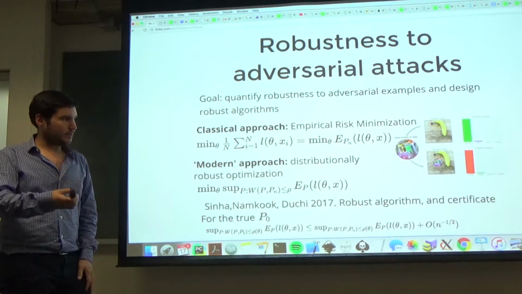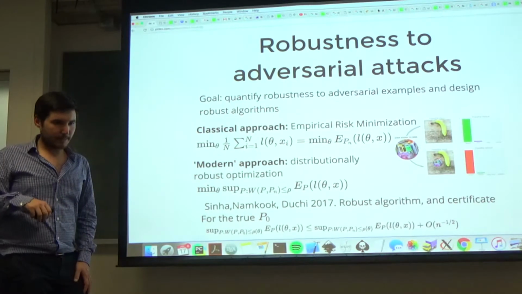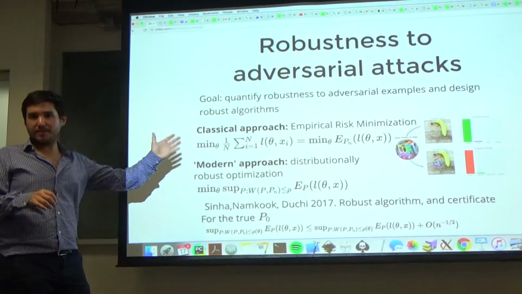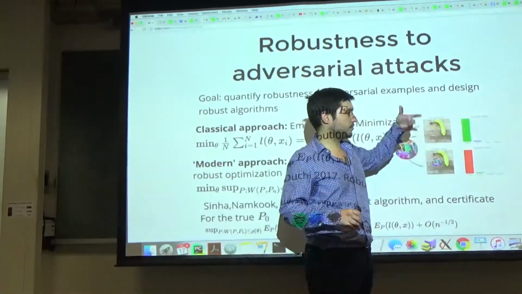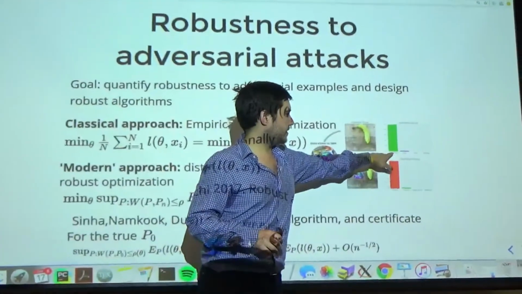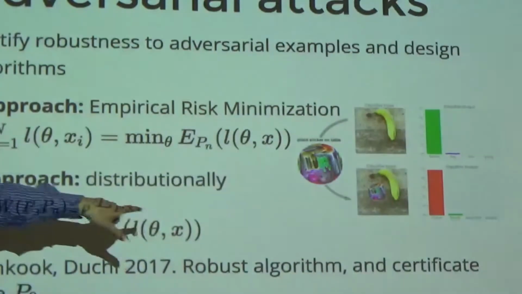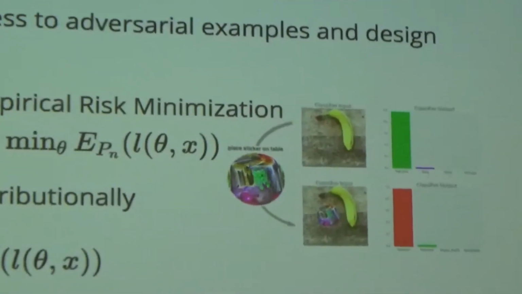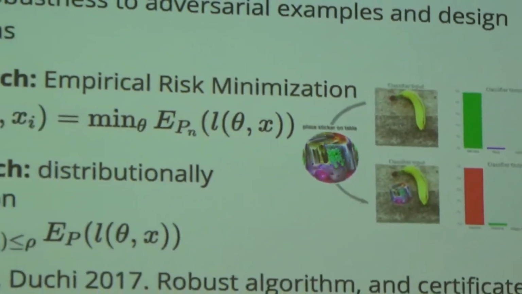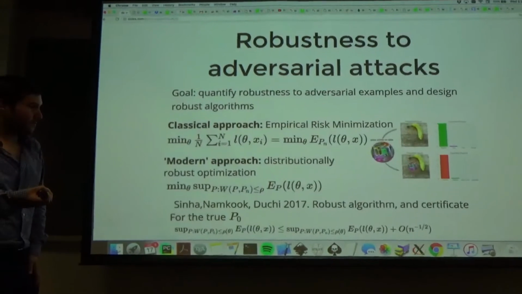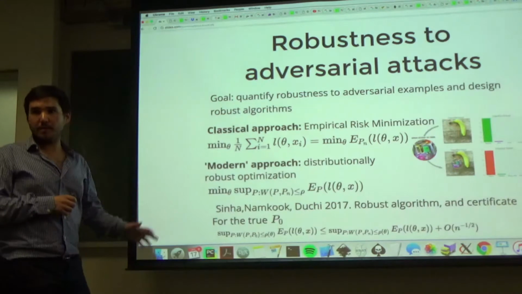And people have shown that it is actually very easy to hack these technologies or these systems. For example, here you have a banana, and this is classified. You train a neural network, and this is still classified as a banana. But if you put a sticker, then with very high probability it's not going to be classified as a banana, but as anything else. And this leads to the question: can we design systems that are robust to this?